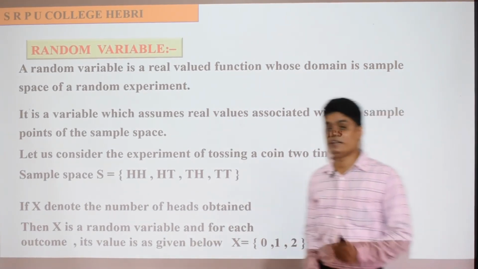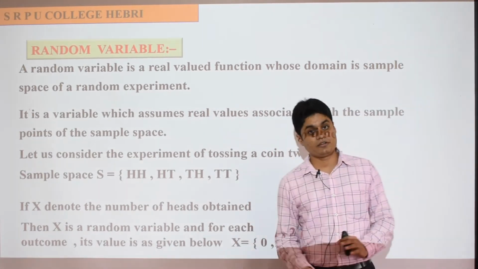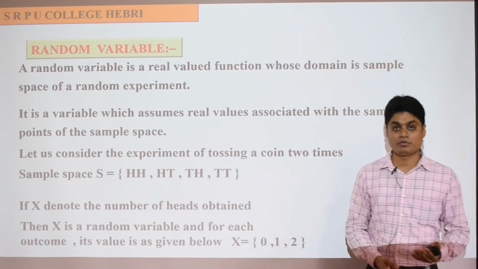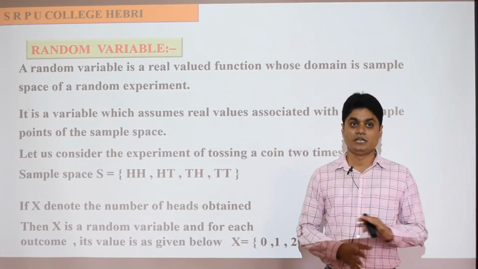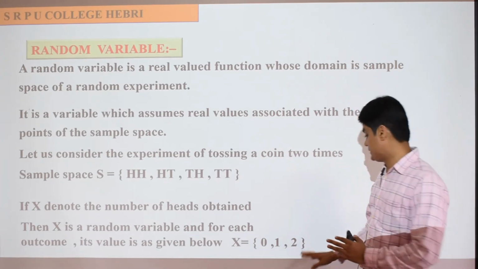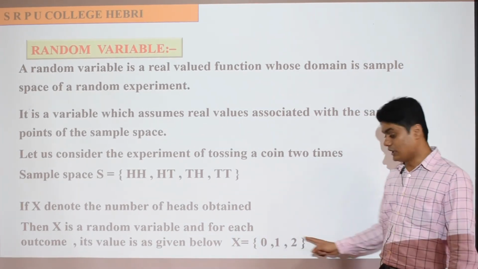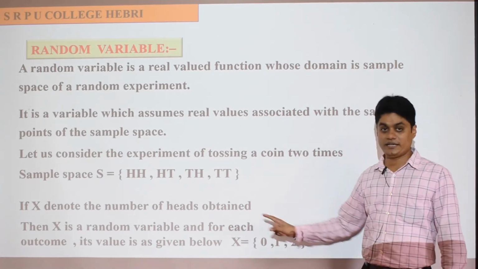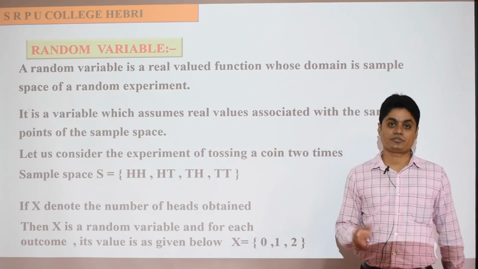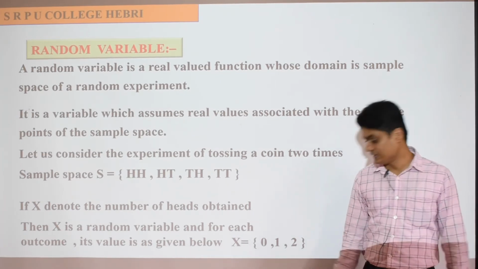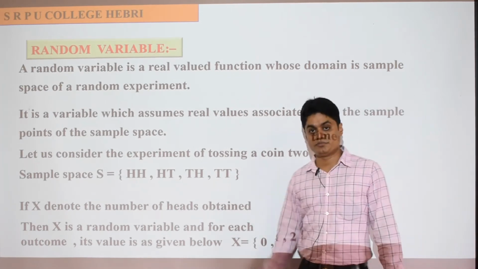And are you getting anywhere in the sample point where the number of head is -1, 0, or 10? 0 is possible. Number of head is -2? No, not possible. Negative has no chance. And for this random experiment, for this random variable, the outcomes are 0, 1, 2. 0 head TT, 1 head TH and HT, 2 head HH. So this is known as random variable of this random experiment.